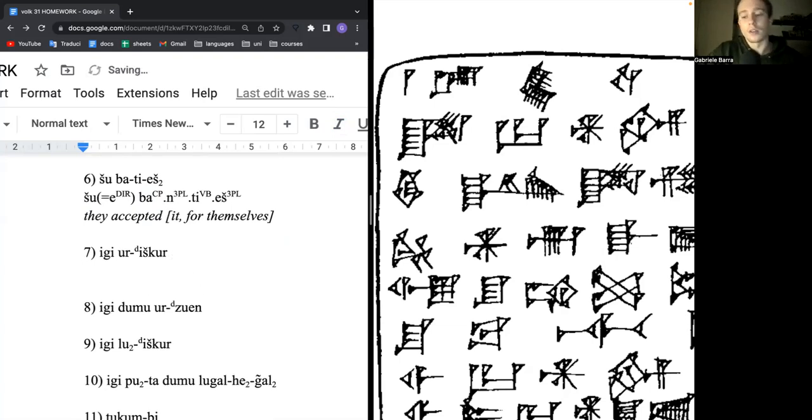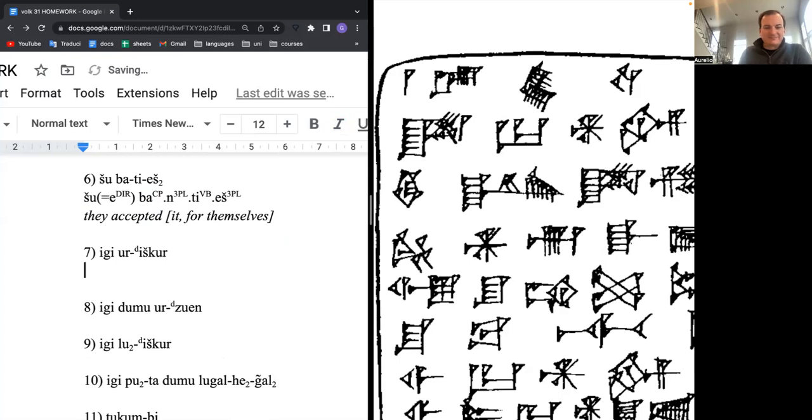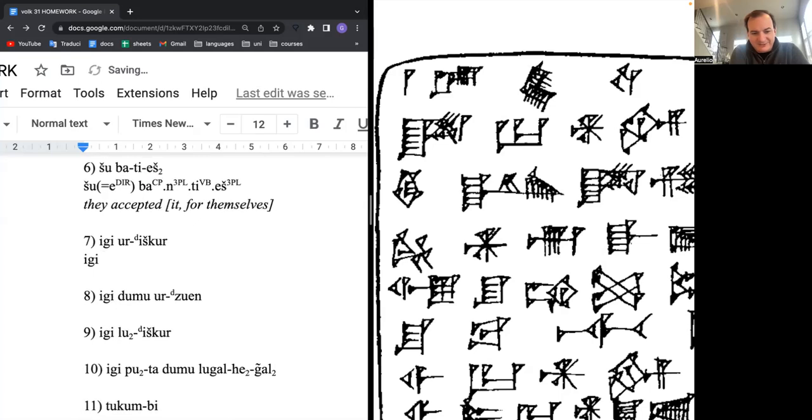Oh, now we have a lot of useless names. The next ones are very simple. So just in front or before. For or ishkur, dumu or zuen, lu ishkur, I mean the whole list. Also our favorite puta dumu lugal regal. Hengal.